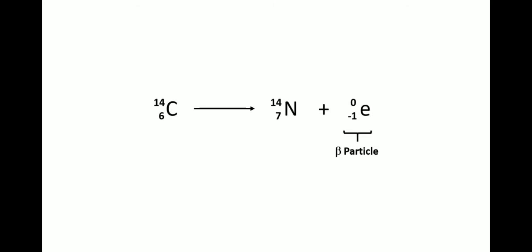So the chemical equation that we can write is carbon with mass number 14 and atomic number 6, after giving out a beta particle, the daughter nucleus will be nitrogen with mass number 14, that is the same, but the atomic number is increased from 6 to 7. So there will be an increase in the atomic number.